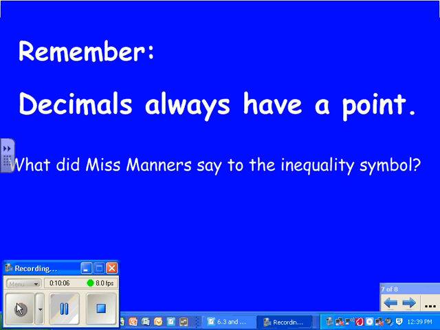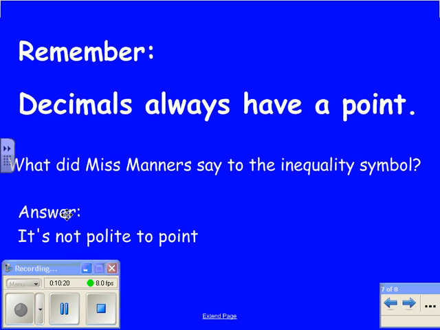So remember, two things. One, decimals always have a point. And then next, what did Miss Manners say to the inequality symbol? It's not polite to point.